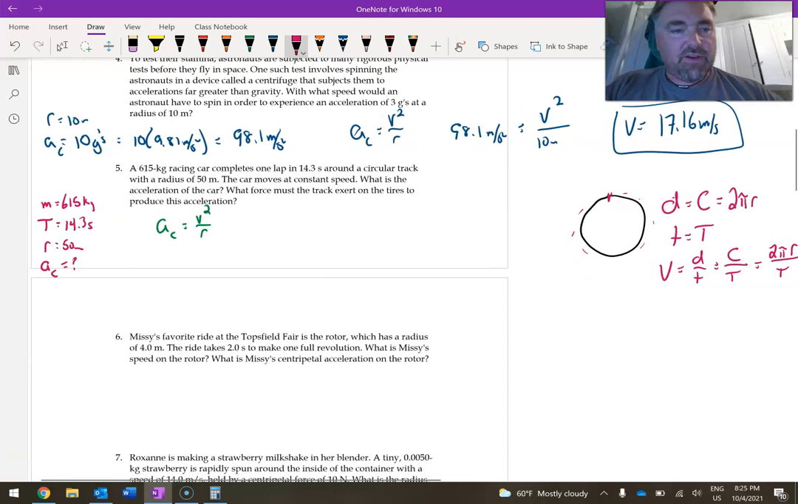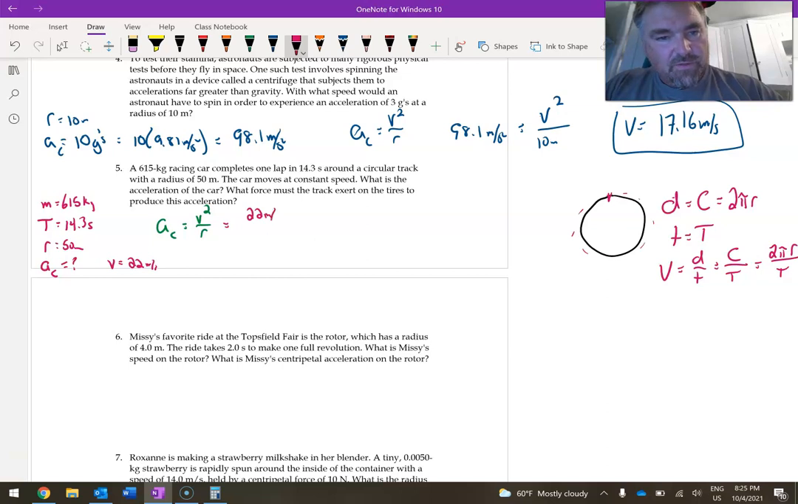So now I come back over to my problem. I know that my speed is 22 meters per second. If I take that speed squared, so 22 meters per second, don't forget to square it, and divide that by my radius of 50 meters, I'm going to get a centripetal acceleration of 9.65 meters per second squared.